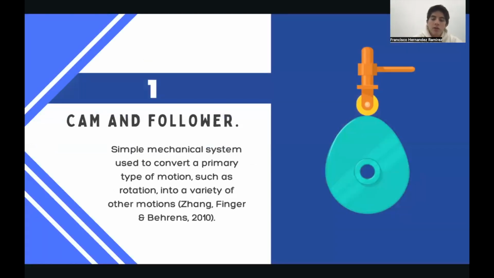Okay, first of all, what is the cam and follower mechanism? The cam and follower mechanism is a simple mechanical system in which we can convert a specific kind of motion into another one. We can have a variety of many motions. In this case, we had a rotational movement, and we want to create a linear movement or motion.